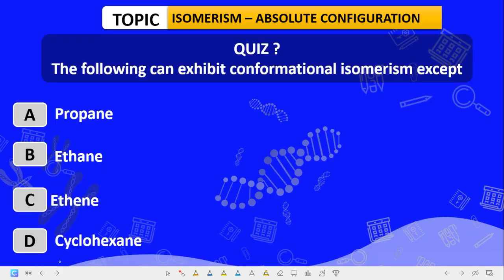Now, the following can exhibit conformational isomerism, except. Conformational isomerism is present in alkanes, whether straight chain alkanes or cycloalkanes. All alkanes. So propane is an alkane, ethane is an alkane, cyclohexane is an alkane, but conformational isomerism does not occur in ethene. Hence, the correct answer to this question is ethene.